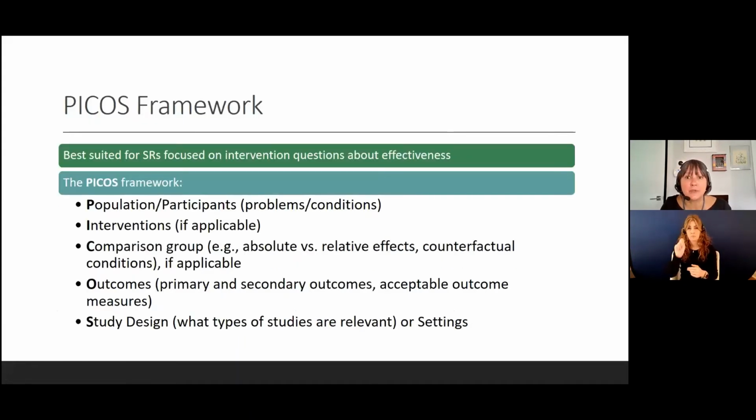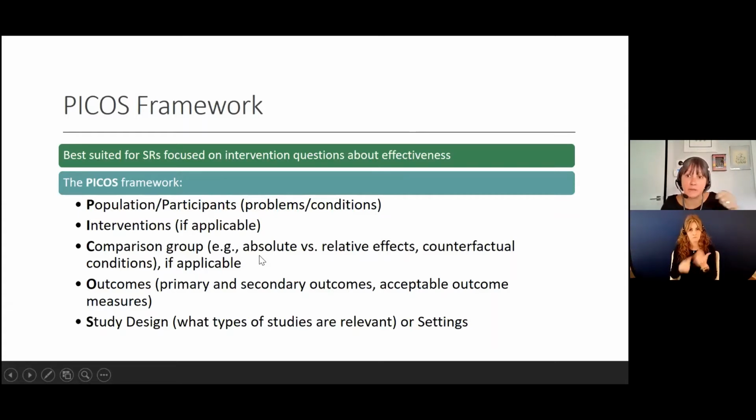So the PICOS framework, I'll start with the PICOS framework. Again, these are more directly focused on intervention questions about effectiveness. But the PICOS framework consists of P for population or participants. So who are we most interested in studying in our systematic review? I for interventions, if we are doing an intervention or effectiveness systematic review. C for comparison group. So what kind of comparison group is most relevant for our particular systematic review?